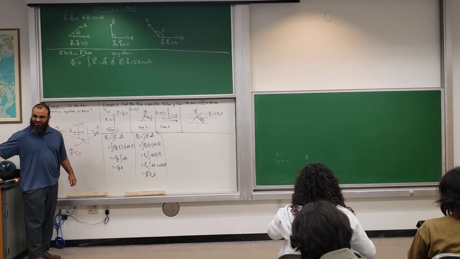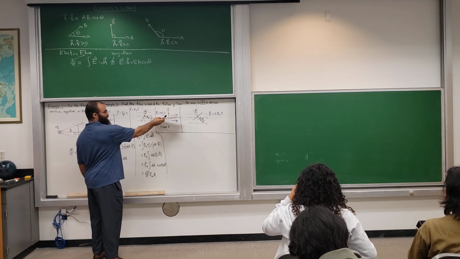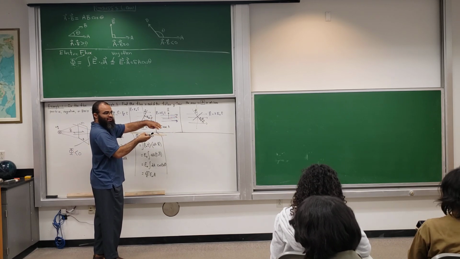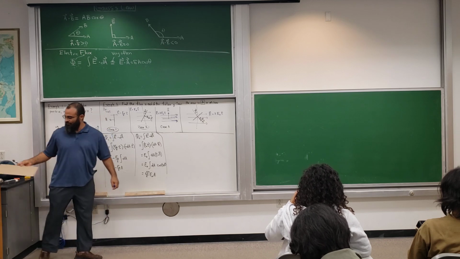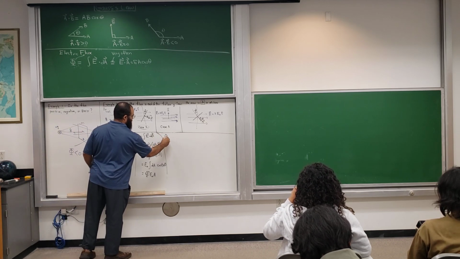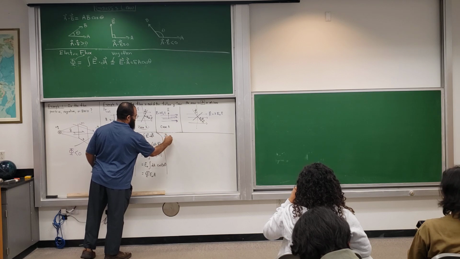So here's the area. Think of it this way. The field just passes this way. Passes by, not through. So the flux is just 0 for this one. No calculations are needed.